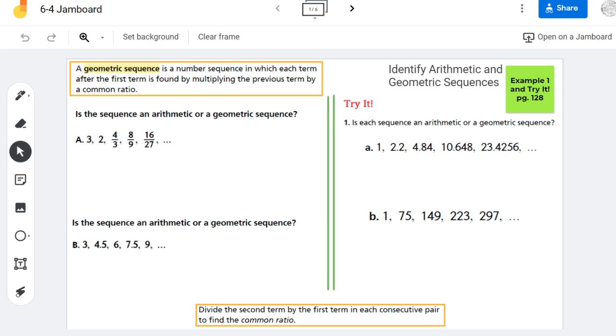In today's video, I'm covering example 1 from lesson 6-4 in the SavvasRealize Algebra 1 textbook. The goal of this video is to identify arithmetic and geometric sequences.